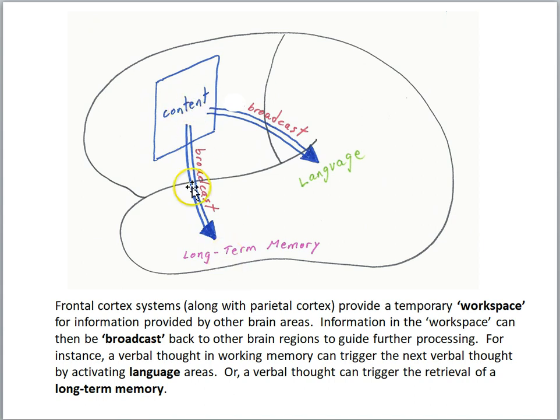So we've got this dynamic interaction between the working memory system and other parts of the brain. It is a two-way street: other parts of the brain can provide inputs to the working memory system, but the working memory system can then reactivate those same areas of the brain. And we'll focus on the long-term memory system, the interaction between working memory and long-term memory, in the next part.